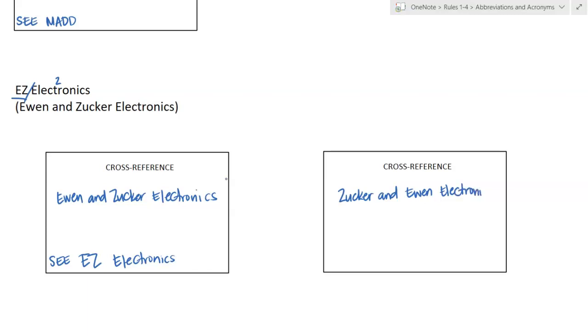Electronics. So remember, whenever you have two or more last names in a business name, such as this, you have to create a cross-reference. Okay. And then my C notation would refer me back to the original, which is CEZ Electronics. And for good measure, I will separate these. Ewan is my key unit, and is Unit 2. Zucker is Unit 3. Electronics is Unit 4. And for my second cross-reference, Zucker is my key unit, and is Unit 2. Ewan is Unit 3. And Electronics is Unit 4.